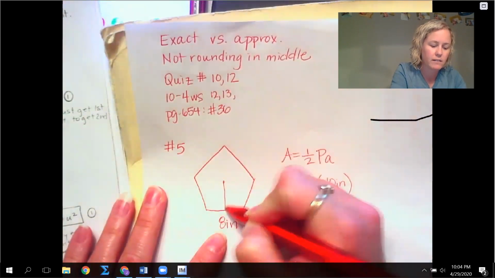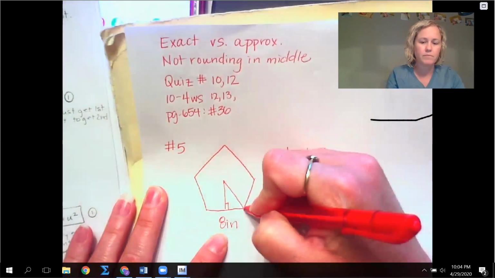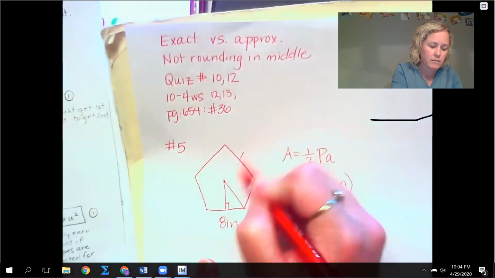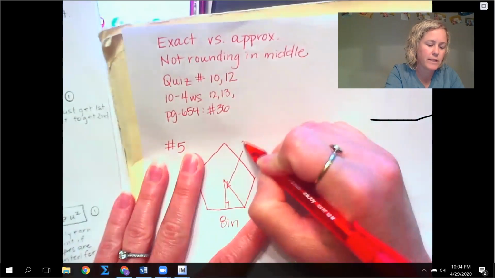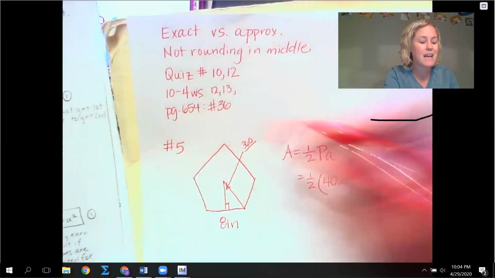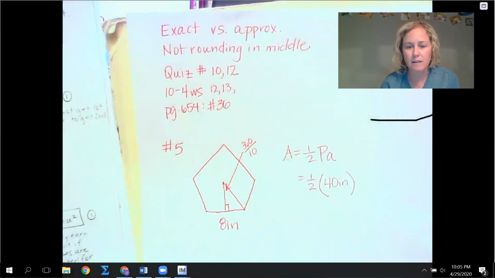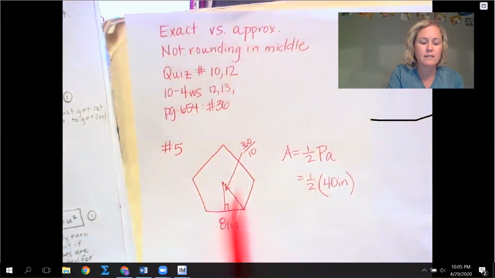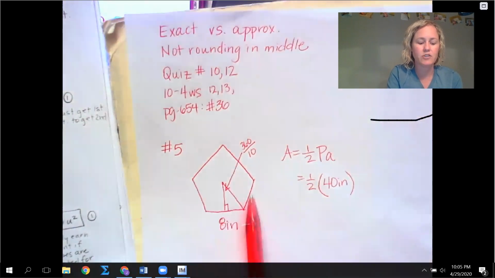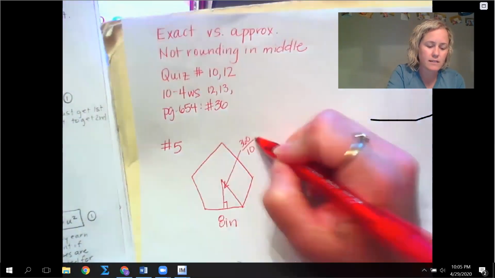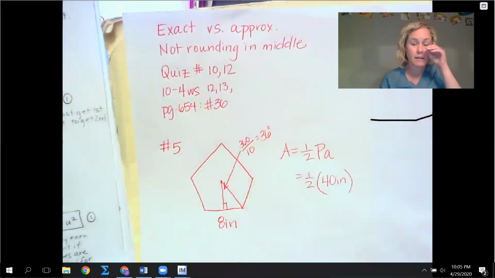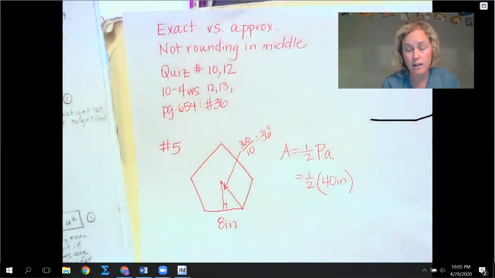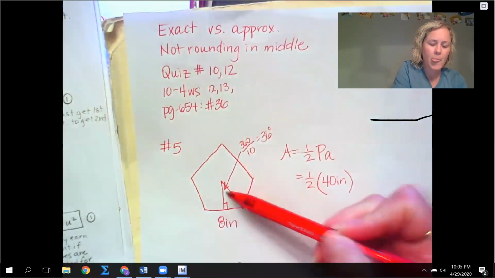So we draw it in and we create a right triangle and we figure out the angle measure. That angle measure is going to be 360 divided by 10. And the reason I'm dividing by 10 is because I can fit 10 of these right triangles inside my pentagon, 2 on each side, okay? So that tells us that this is 36 degrees. That means this triangle is not a 30, 60, 90. It's not a 45, 45, 90. So we're gonna have to use trig, okay?